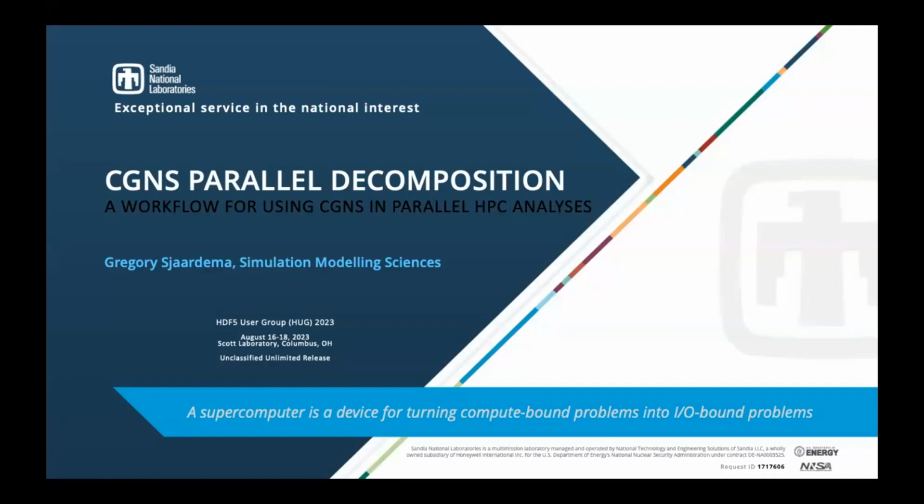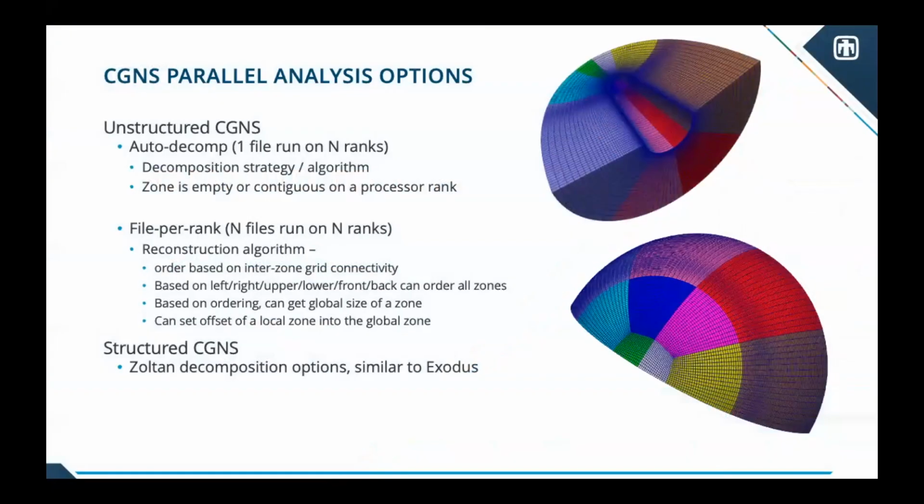That working good? Okay, so I'm going to talk about CGNS parallel decomposition. I work at Sandia Labs. We do a lot of finite element, finite difference type work. We have meshes modeling these structures that are either structured meshes or unstructured meshes. And I, for some reason, got them wrong on this, where you see unstructured CGNS, read structured CGNS.